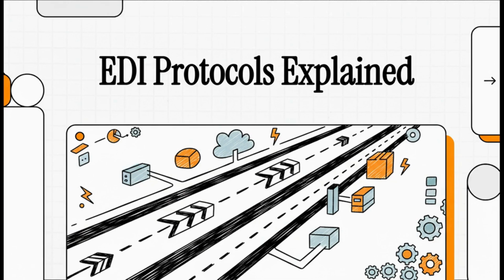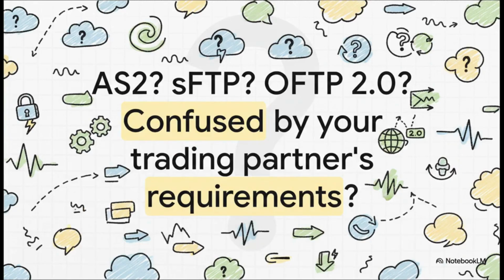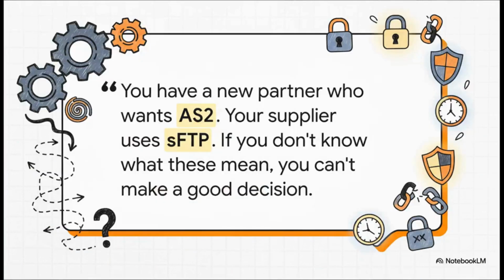Let's dive in. So, does this look familiar? A new trading partner sends over the requirements, and it's just a sea of acronyms: AS2, SFTP, OFTP 2.0. They might all sound kind of the same, but they actually operate on completely different principles. It can feel really overwhelming, I get it. But by the end of this, you're going to know exactly what each one means and, more importantly, why it matters to you.